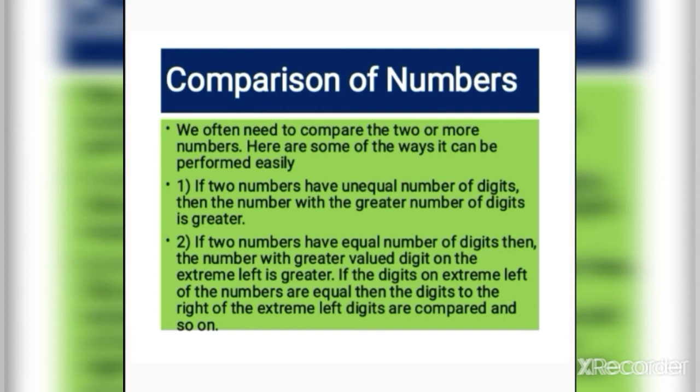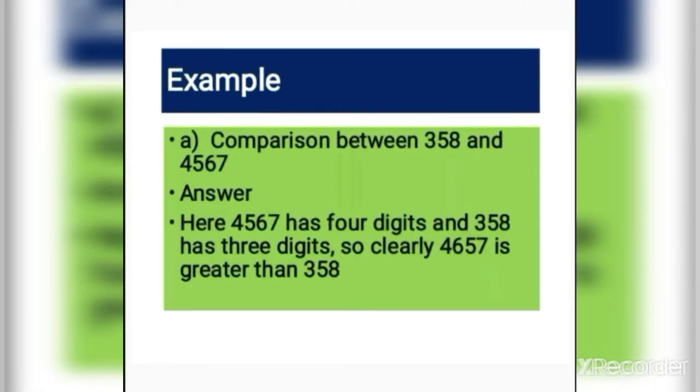If two numbers have an equal number of digits, then the number with the greater valued digit on the extreme left is greater. If the digits on the extreme left of the numbers are equal, then the digits to the right of the extreme left digits are compared, and so on. Let us understand these rules through examples.